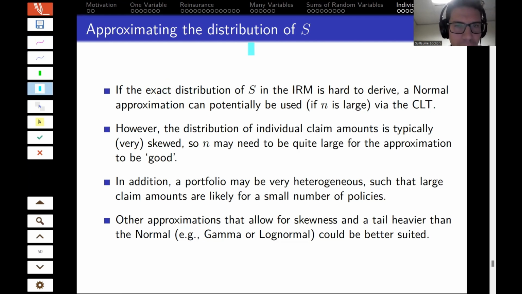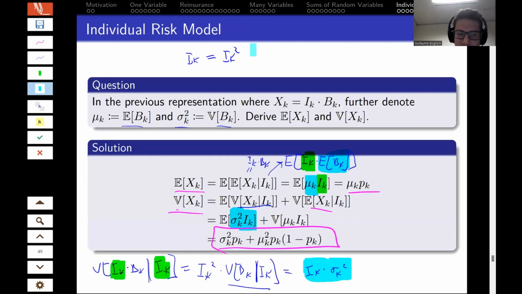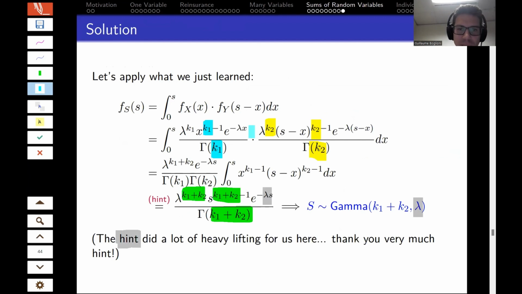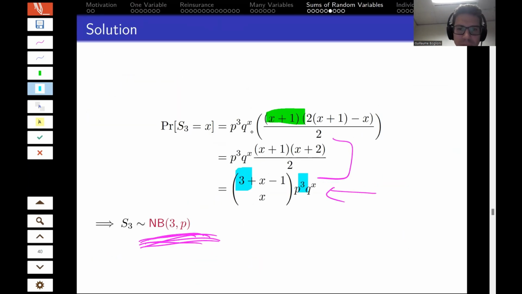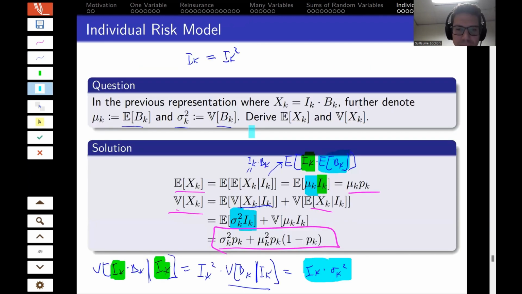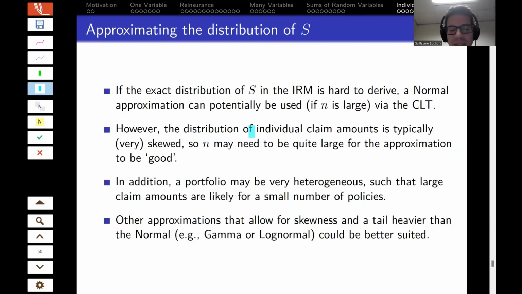That's all good for the moment, but now deriving the exact distribution of this S might be quite cumbersome. I mean, you can try. In some cases, you might have a nice result like the ones we've seen before, but probably you're going to have a hard time deriving the exact distribution of S. So you could try to have approximations instead.